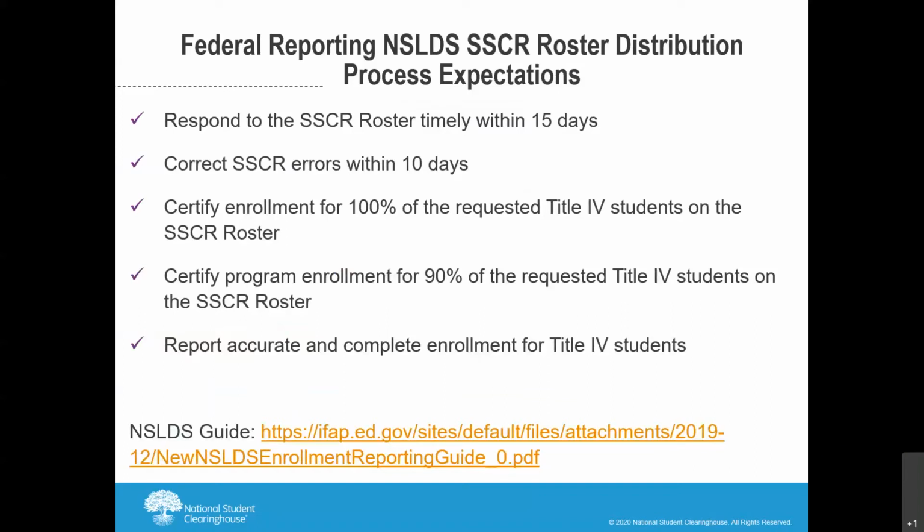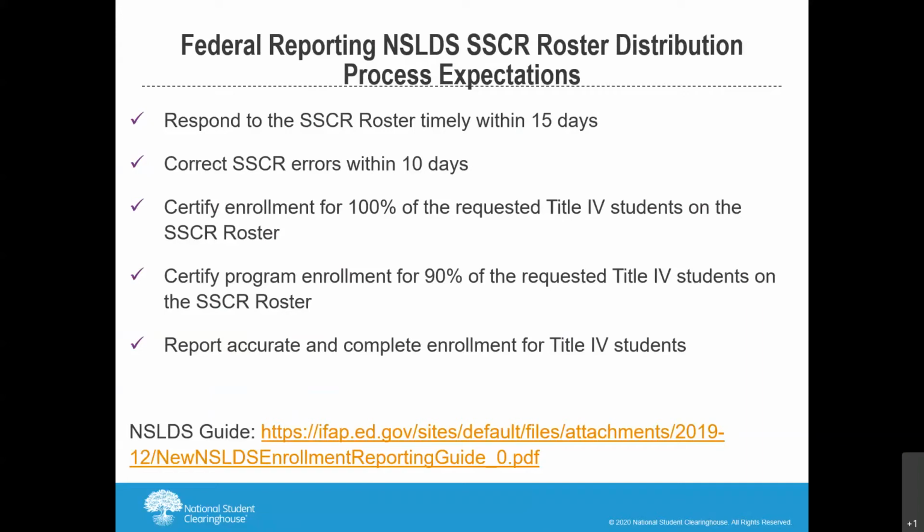Switching gears a little bit, federal reporting, the National Student Loan Data System, SSCR, is Student Status Confirmation Report. There are a number of timeliness expectations throughout the process. And so one of our dedicated tasks for the enrollment reporting service that we have is that we want to help ensure that we're meeting all of those timeliness expectations, roster distribution to roster distribution.